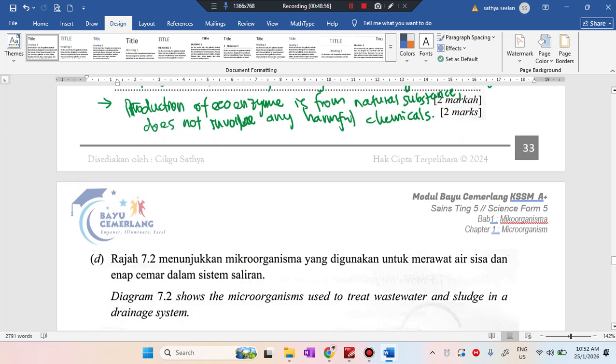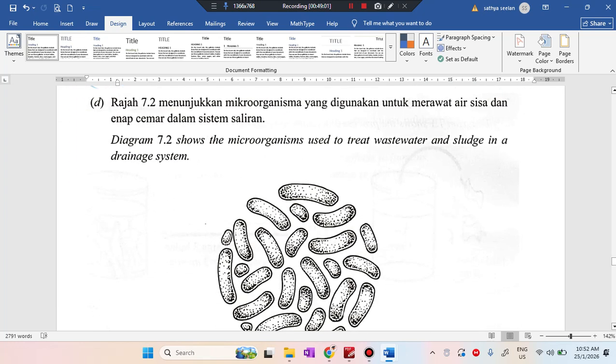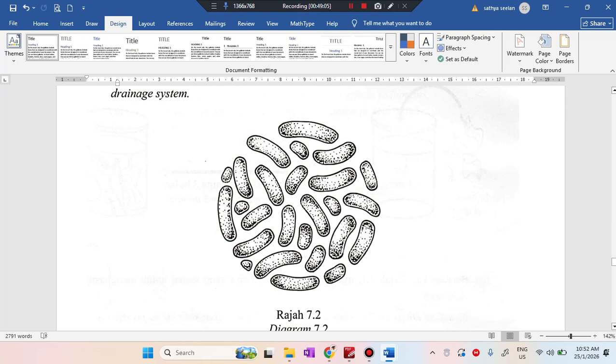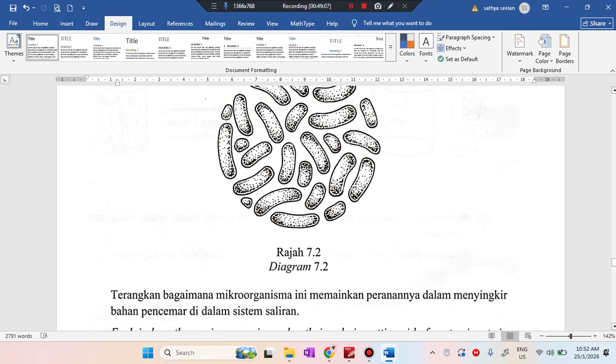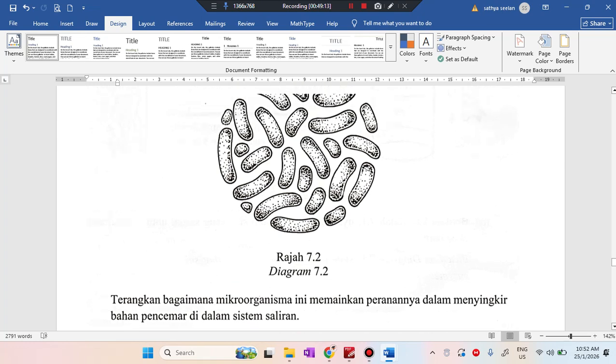Okay, diagram 7.2 shows microorganisms used to treat wastewater and sludge in a drainage system. So we will use bacteria. Okay, so explain how these microorganisms play their role in getting rid of contaminants in the drainage system.